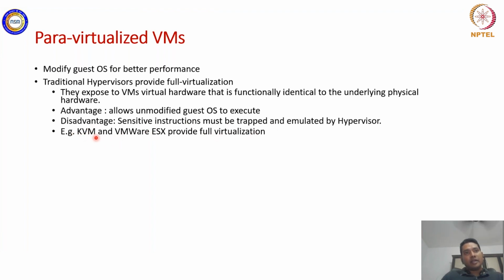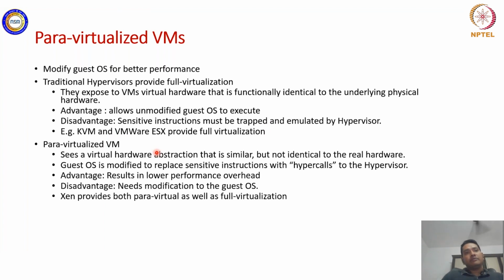Virtualizations like KVM, the kernel level virtual machine, and VMware ESX that we have seen, all provide you full virtualization, but of course they cannot take advantage of all the resources that are available because of this penalty of trapping and emulating, right?